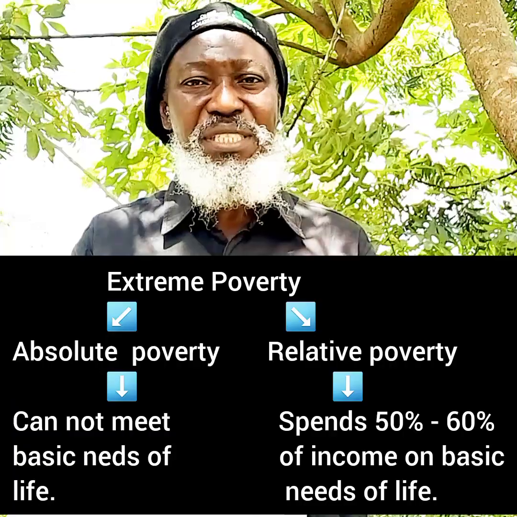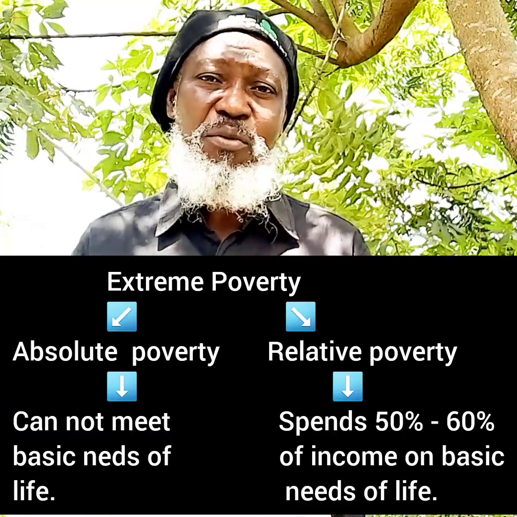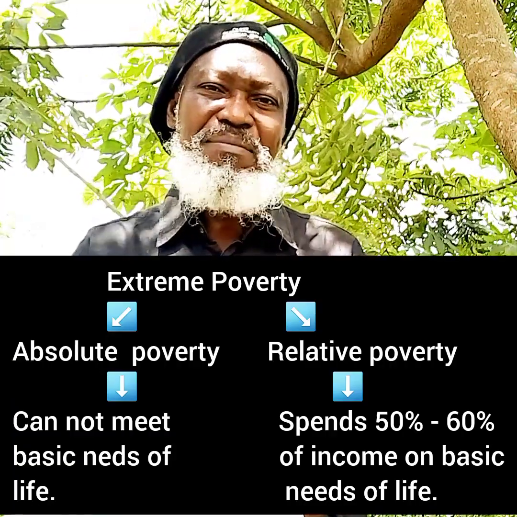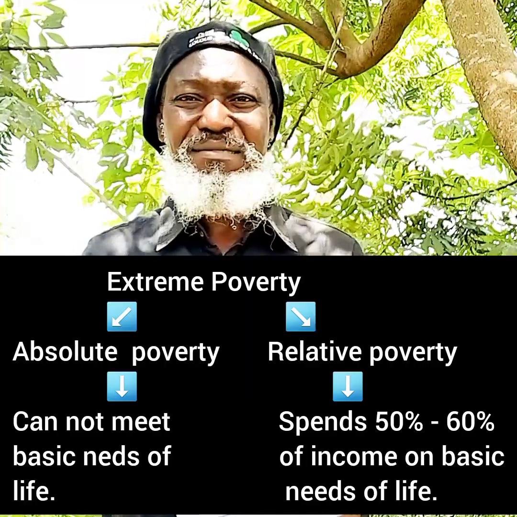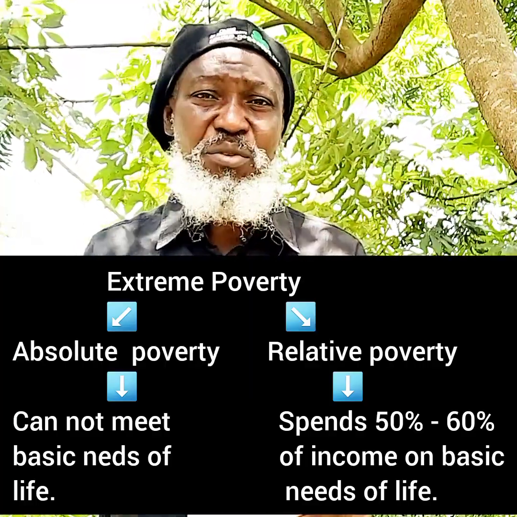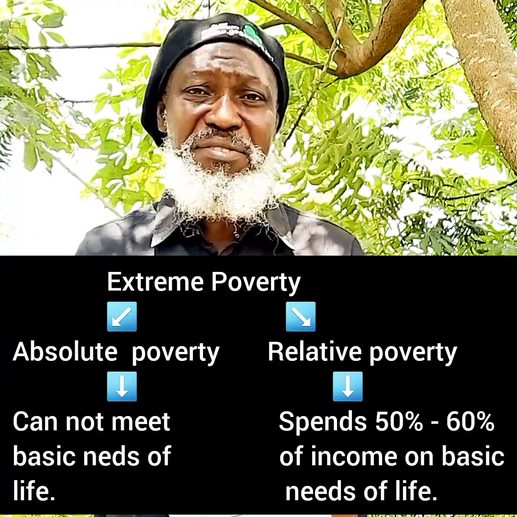The other bit, absolute poverty, as measured by the World Bank, means that the individual or the group of people just cannot meet the basic needs. Basic needs: food, shelter, clothing, water, health. They just cannot meet them at all. That means they are in absolute poverty. That being the case, what does absolute poverty do to us?